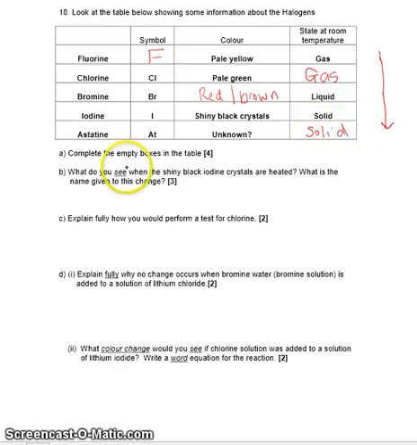Right, next question. Question B, another seeing question. What do you see? So think about what you would actually see with your eyes when the shiny black iodine crystals are heated. And then for the second part, what's the name given? So there's 3 marks. You actually see 2 things. You see a gas produced, or a vapor, and it's actually purple. So that's 2 important things and 2 marks that you can get from what you see. A purple gas or a purple vapor is produced.